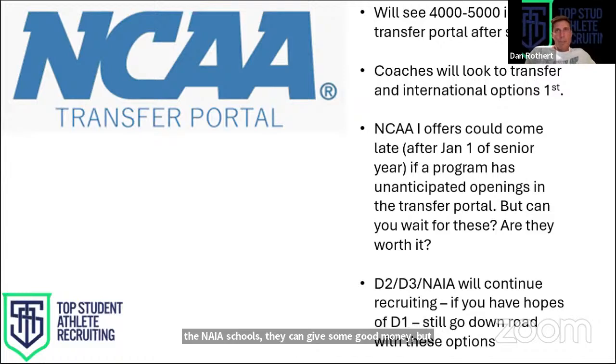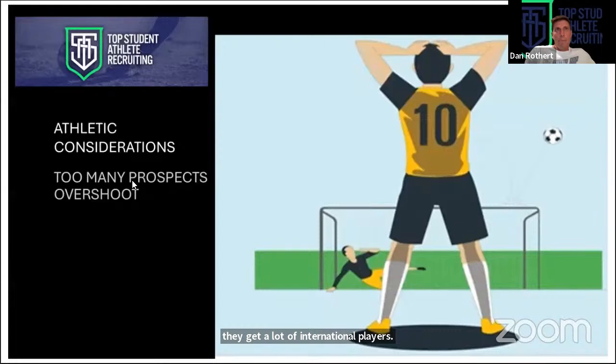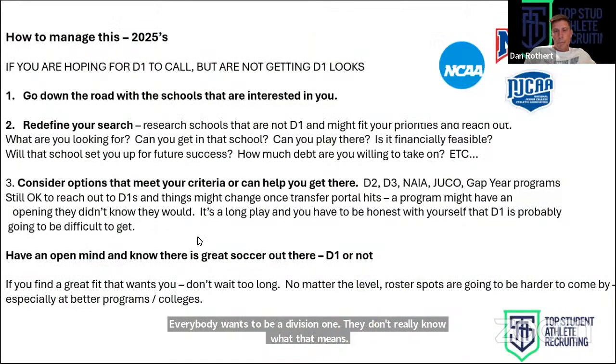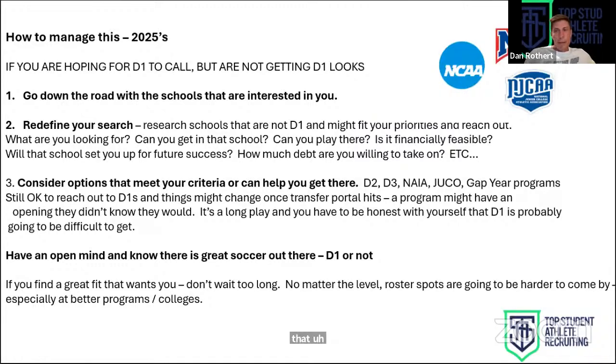We'll talk about some options here in a minute, but I'm going to basically talk about this. Too many prospects that I talk to overshoot this thing. Everybody wants to be Division One. They don't really know what that means, but we definitely want to make sure that we're not overshooting, that we cast a wide net. Have a backup plan. Have options.